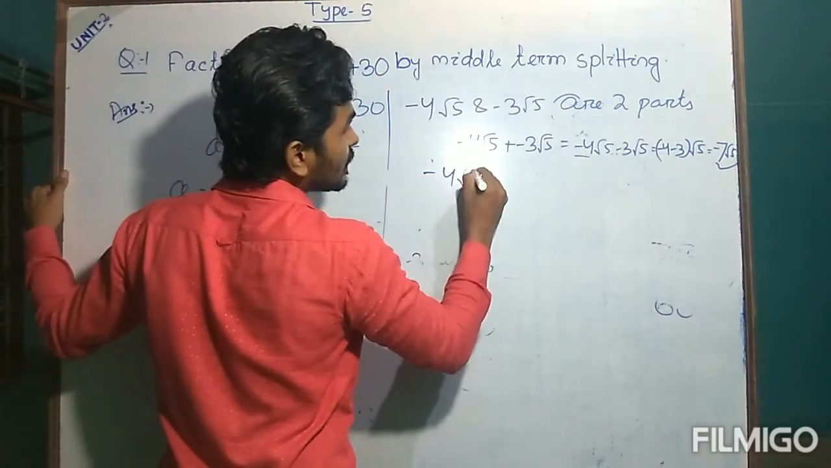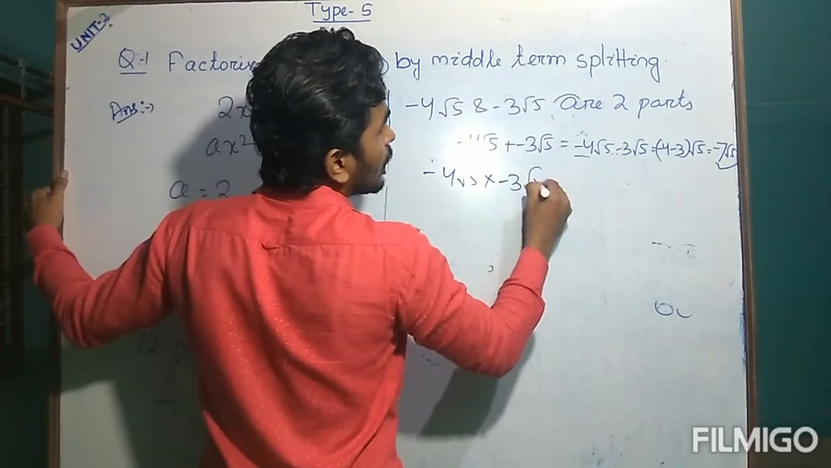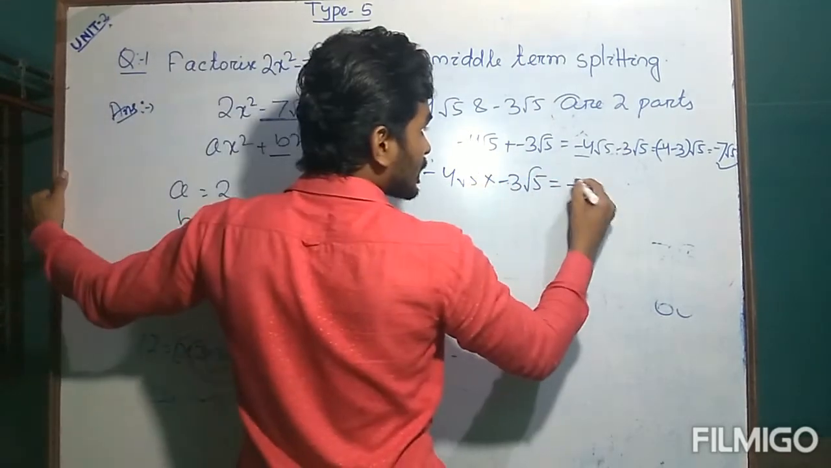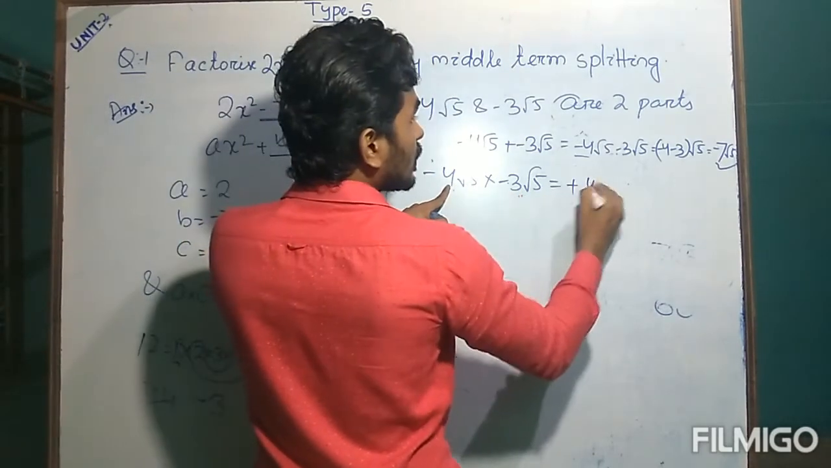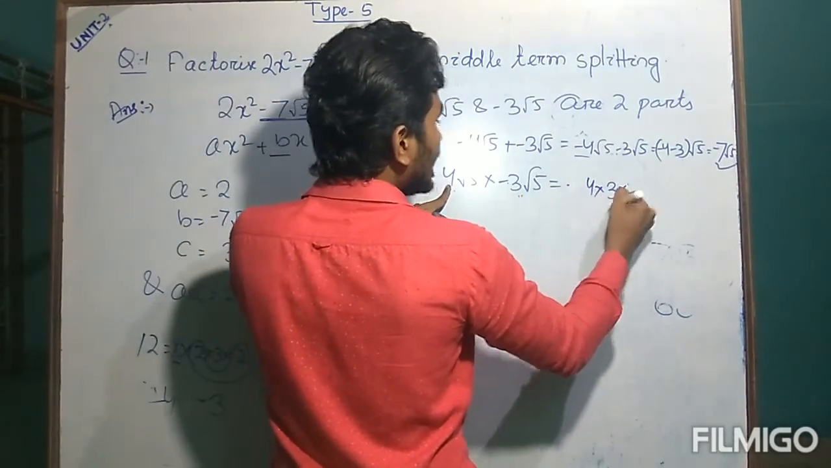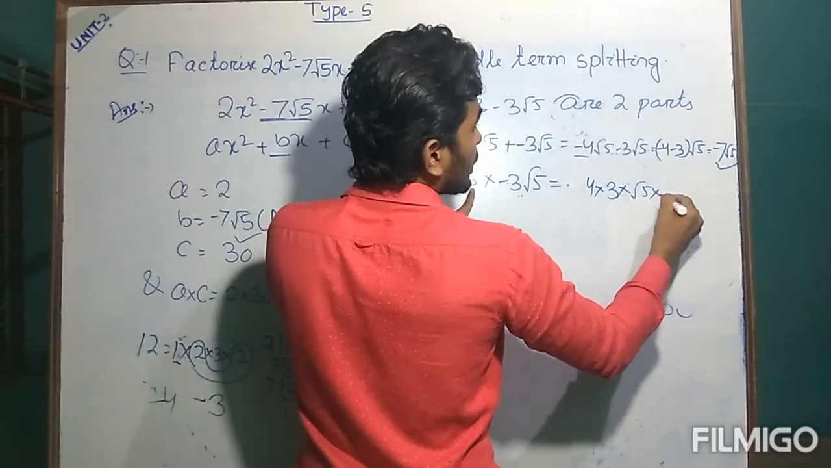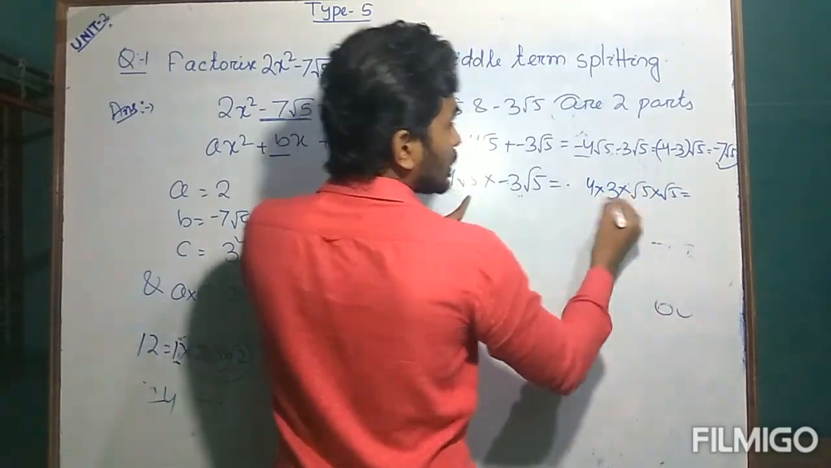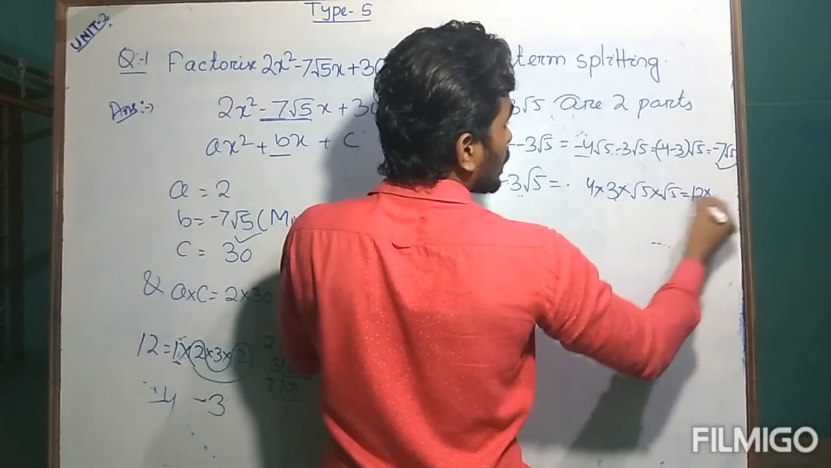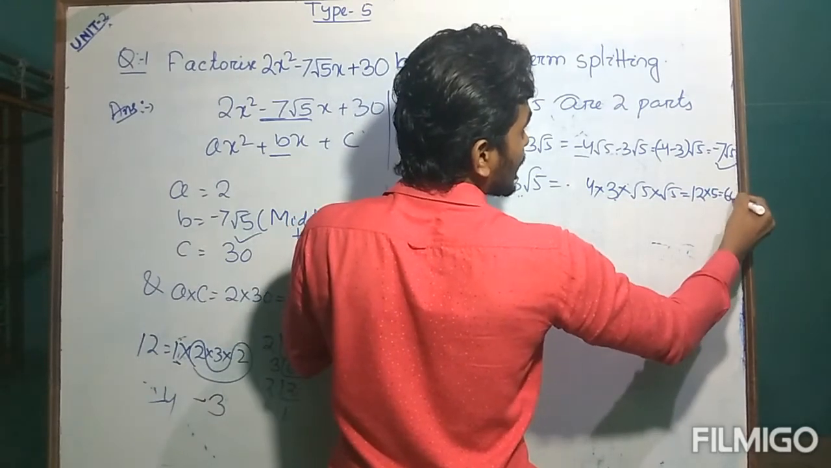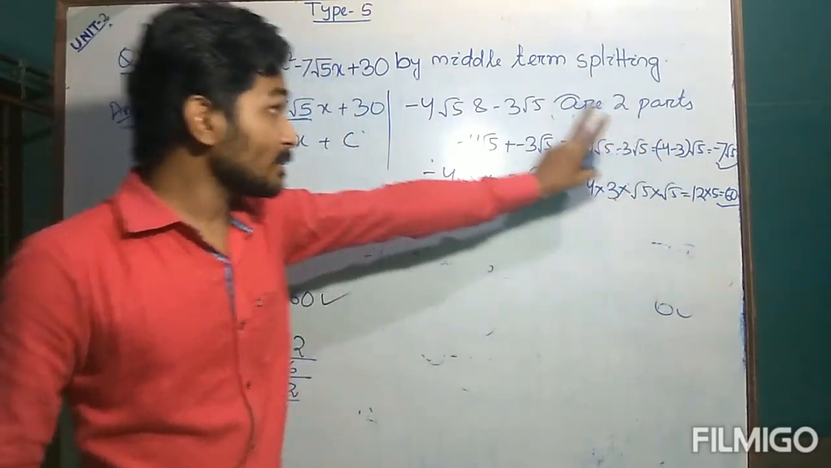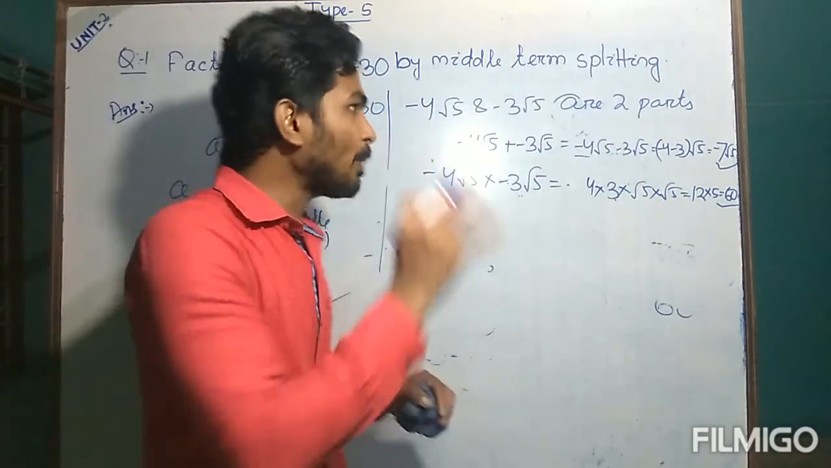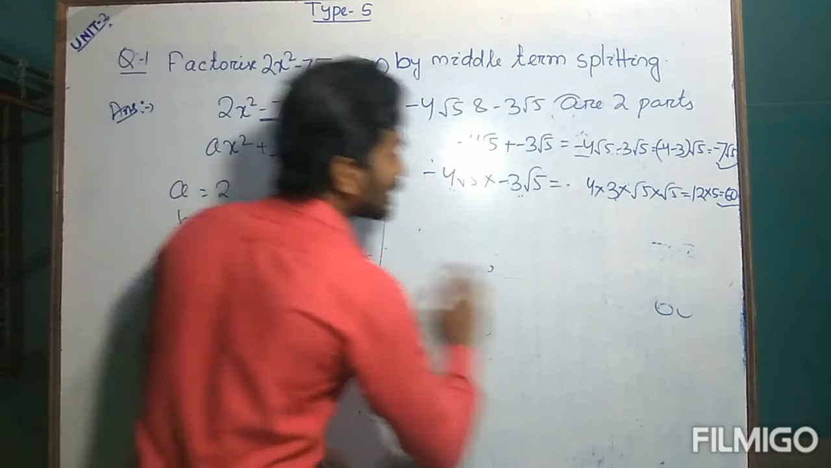And then multiplication: minus times minus is plus. The two rational parts will be multiplied first. 4 into 3 into root 5 into root 5. 4 times 3 is 12, into root 5 times root 5 is 5. 12 times 5 is 60, and you can see here we also need 60 and you get 60. That means these two assumptions are completely correct.